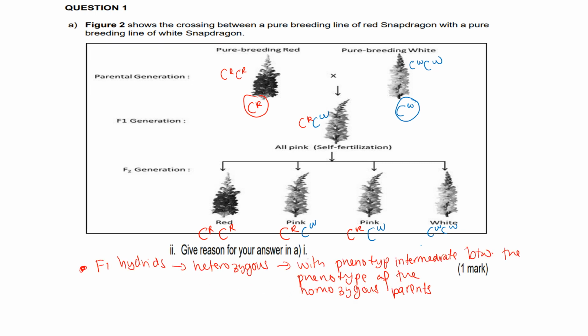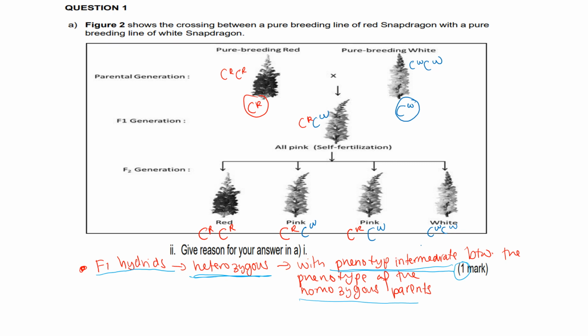For the next question, you have to give a reason for your answer in A1, which was incomplete dominance. So why is the inheritance incomplete dominance? It is because the F1 generation, which is heterozygous, shows an intermediate phenotype, a phenotype that is intermediate between the phenotypes of the homozygous parents. That is for 1 mark. So the keyword here is intermediate phenotype.